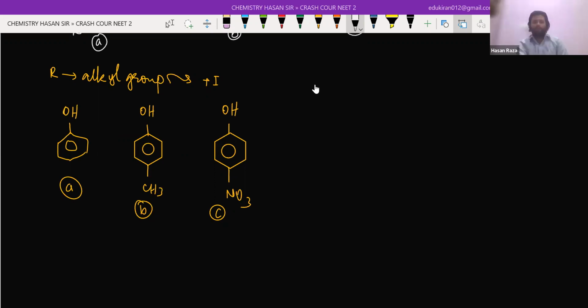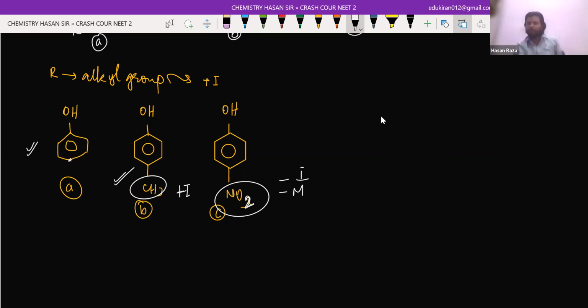Very good. Who gives the answer? Anna. Very good. This is NO2. Sorry. NO2 has minus M effect and minus I effect. CH3 has plus I effect, so this decreases its acidic character. At least plus I decreases. So at least there is no one to decrease and no one to increase, so it will be constant. So C will be the most acidic, then A, then B. Iram, Samaira, Alia, are you not able to understand this? Got it, sir. Okay.